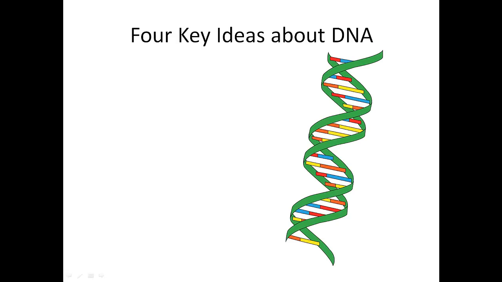4 things that you need to know about DNA. First, it's made out of 2 pieces. This is called being double-stranded. In the picture, you can see that there's this green ribbon backbone, that there's 2 pieces that wind up.